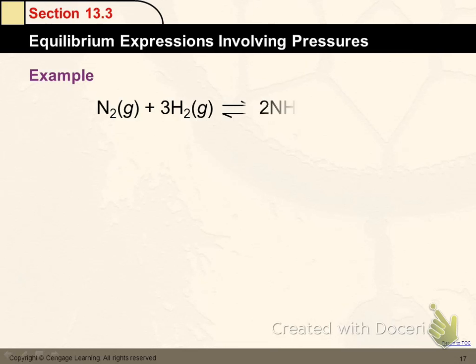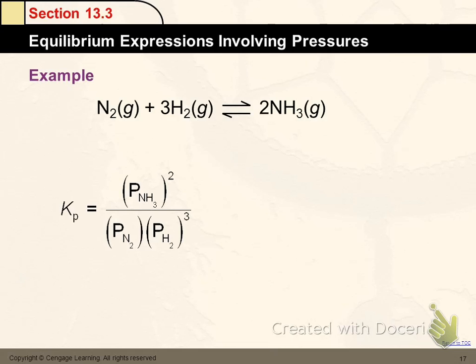Now, let's look at an example. We have nitrogen gas plus hydrogen gas forming ammonia, still in a gaseous state. We're going to see this process a lot, so just get used to it. But as this reaction goes, we should be able to also determine the equilibrium based on the partial pressures of these three substances, or these three species.